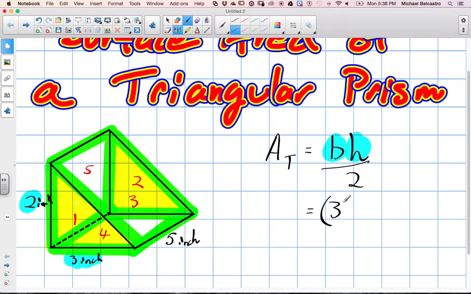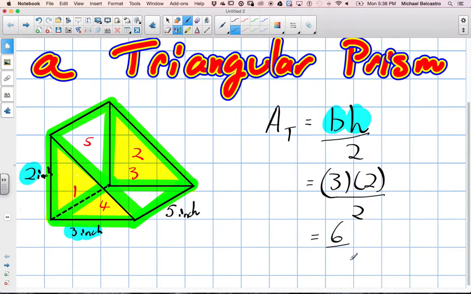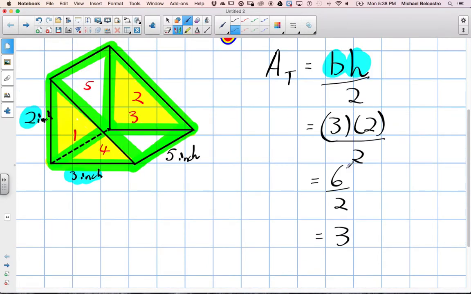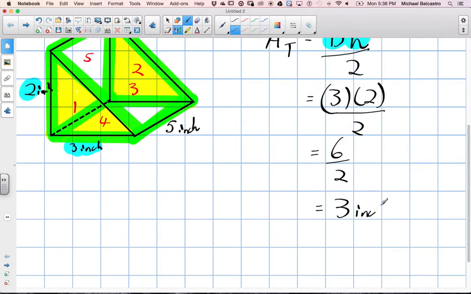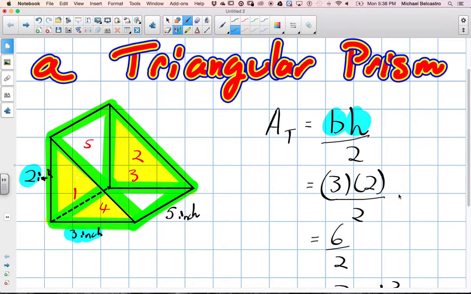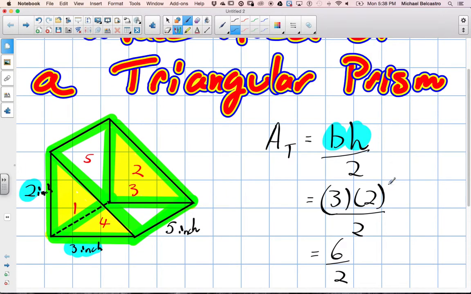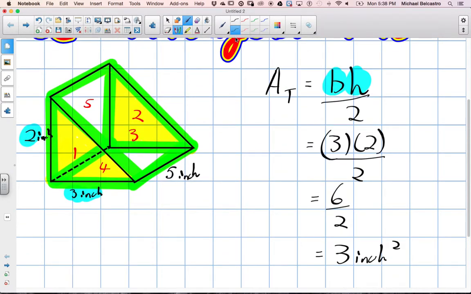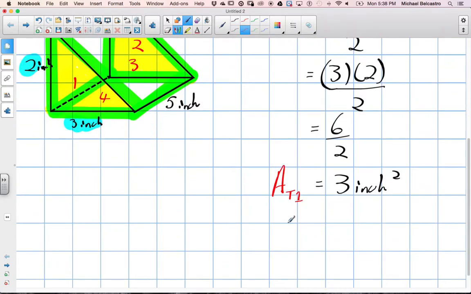We know it's 3 times 2, so we replace those letters, divided by 2, which is 6 divided by 2. I like to write in fractions. And it's 3 what? Inches squared. Now, because this is surface area, everything's going to be squared because we're using the term area, so everything's 2-dimensional. How many triangular faces are there? 2. So we'll call that the area of triangle 1, and by default the area of triangle 2 must be what? 3 inches squared also.